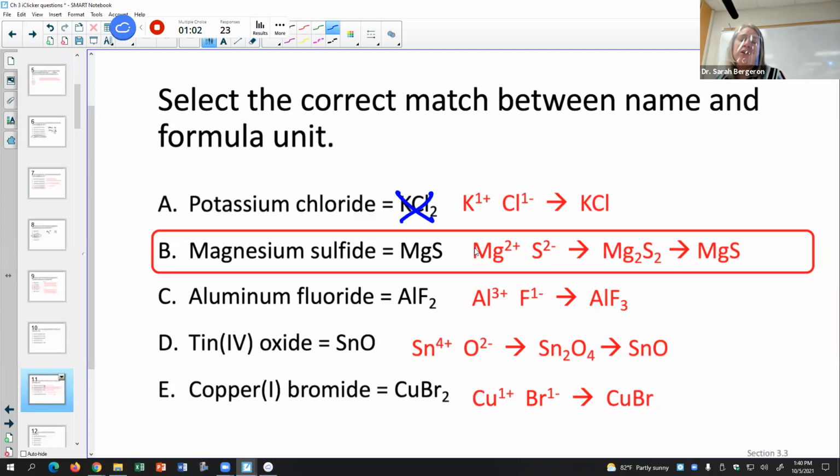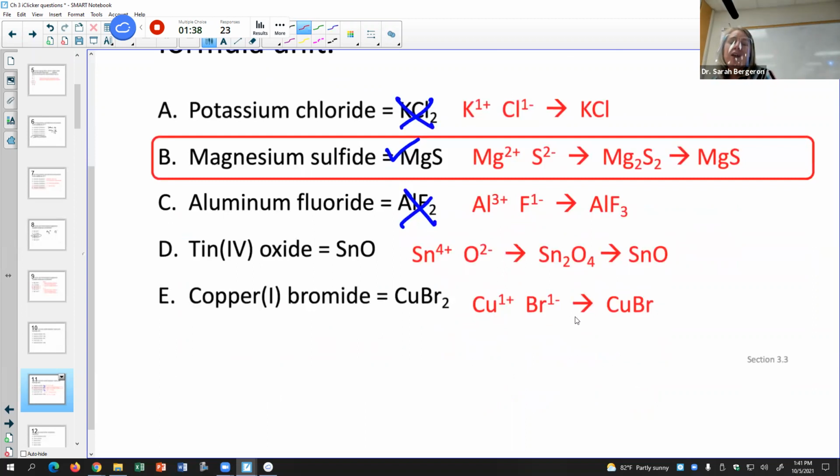Okay, magnesium sulfide. Magnesium is in what group? 2, so it's a +2. Sulfur is in 6, so it's going to gain 2 more electrons, so it's a charge of -2. So Mg2S2 reduces to MgS. Okay, so that one's right. Aluminum fluoride. Aluminum is always going to be a +3, right? Fluoride is going to be -1 because it's a halogen, so that's AlF3. So that's wrong, right?